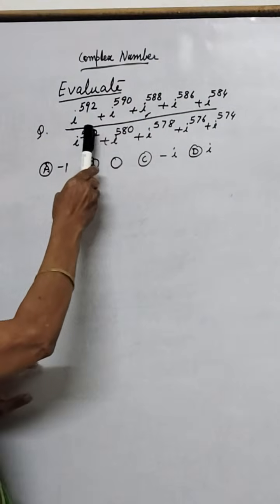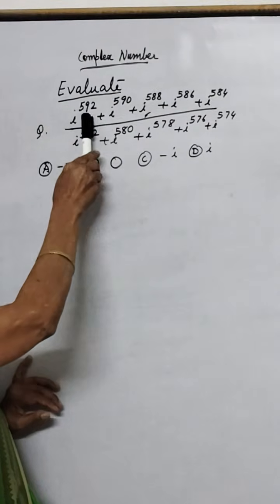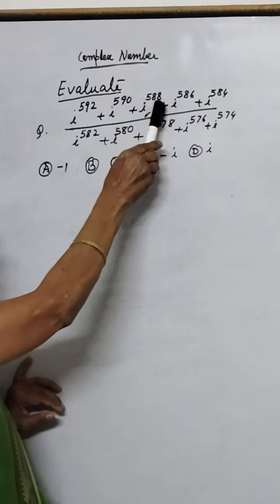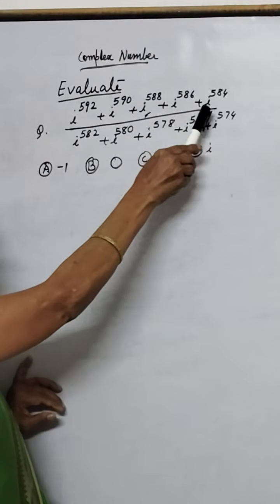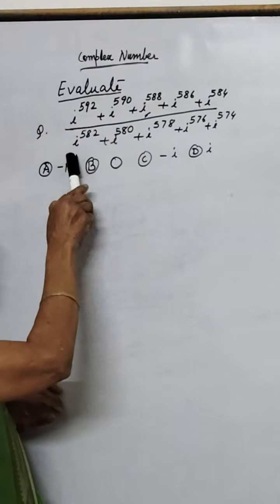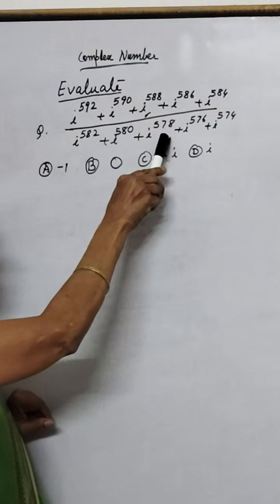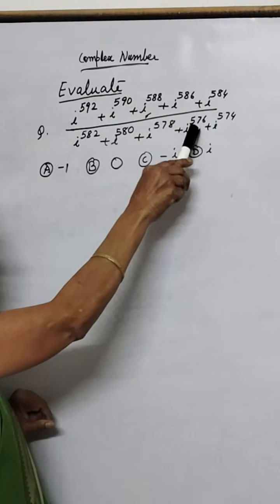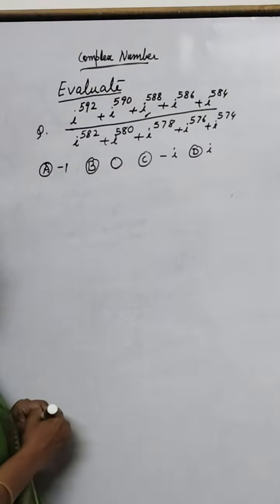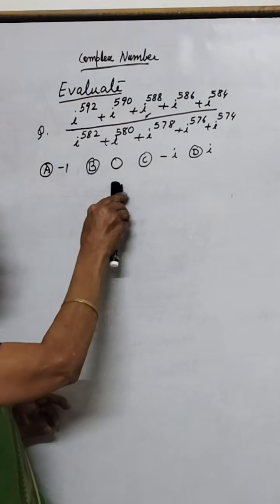Today I'll do the evaluation of a complex number: i to the power 592 plus i to the power 590 plus i to the power 588 plus i to the power 586 plus i to the power 584, whole divided by i to the power 582 plus i to the power 580 plus i to the power 578 plus i to the power 576 plus i to the power 574.